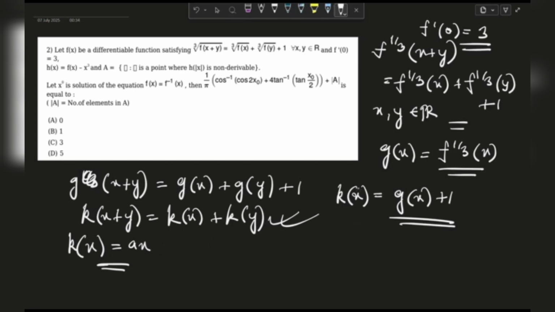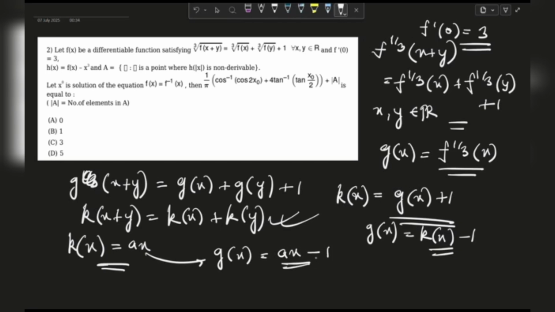Now we will try to reboot back. Basically our k(x) was g(x) + 1, so g(x) will be k(x) - 1. From this step we can write g(x) as ax - 1. And now again we'll go another step back. If we see this, f(x) will come out to be g(x) whole cubed. So from here f(x) comes out to be (ax - 1) whole cubed.